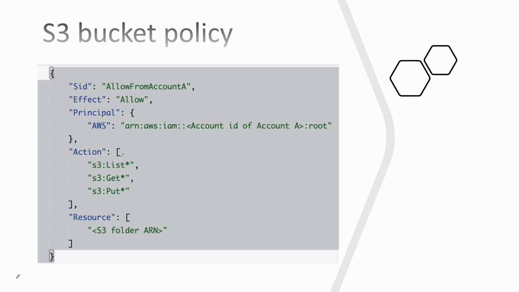2. S3 Bucket Policy. Using the example policy shown, it allows all resources from account A to read and upload objects to the specified S3 folder in account B.